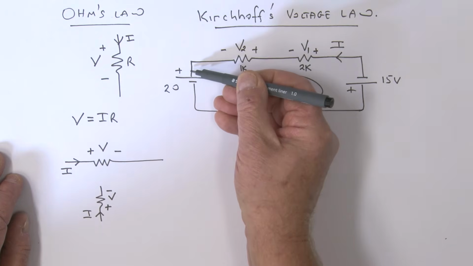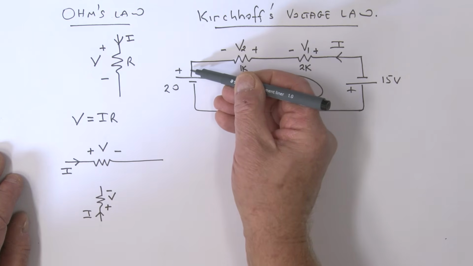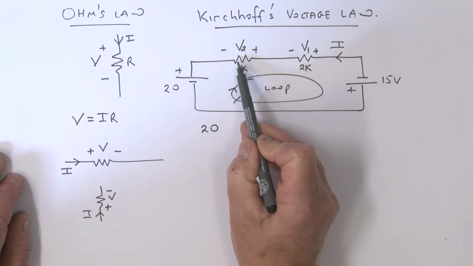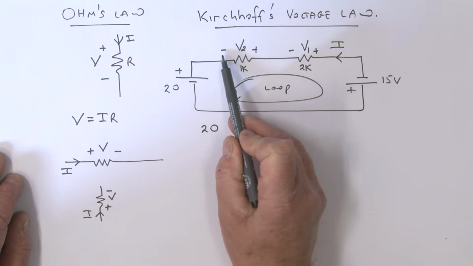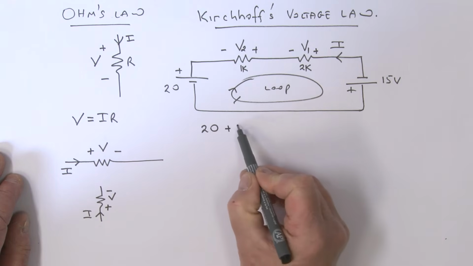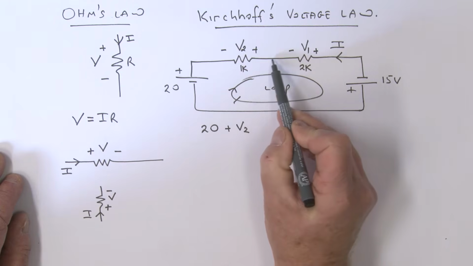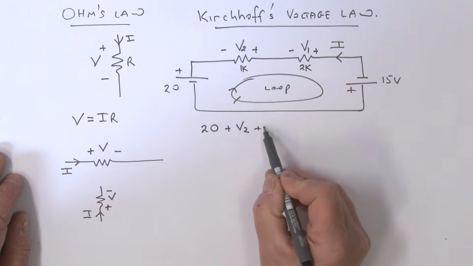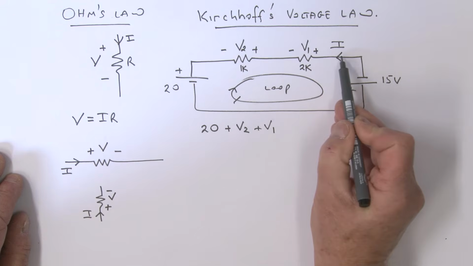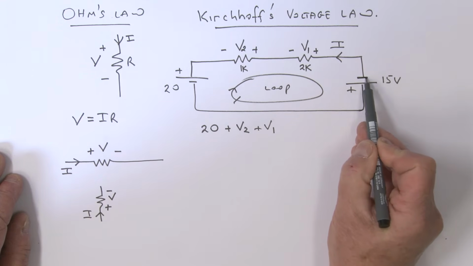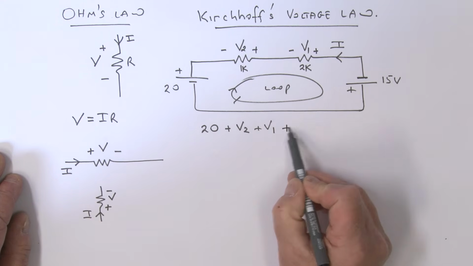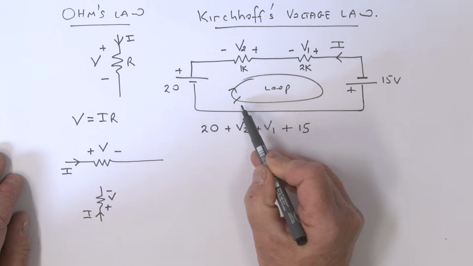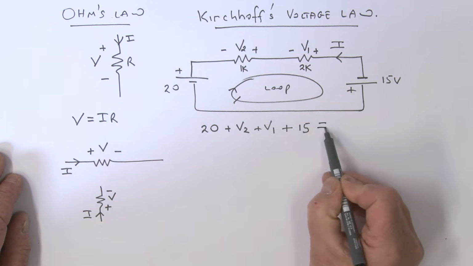I'm going up in voltage. It's like going uphill, we'll call it positive. I'm going to say that's a 20. Next voltage, that's a minus to a plus. I'm going up. I'm going to call that a plus V2. As I come around the loop, next voltage, minus to a plus, I'm going to call that a plus V1. Continuing on around the loop, I go from a minus to a plus, I'm going to call that plus 15. I've now completed my loop, and I'm going to sum that to 0.